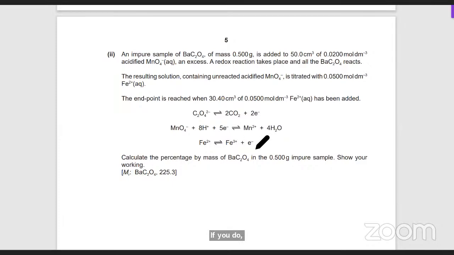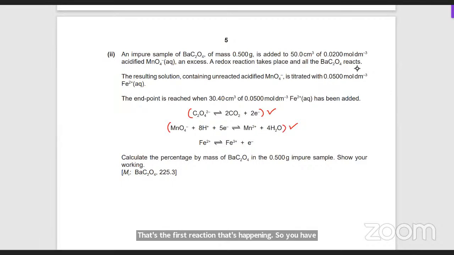So what is happening? He added BaC2O4 and it reacted with MnO4. A redox reaction takes place and all the BaC2O4 reacts. So first, this reacts with this. That's the first reaction that's happening. You have to make an overall equation, making sure the electrons gained and lost are equal. So multiply this by 5, multiply this by 2, and write the overall reaction. That's the first reaction happening at this point. So it's 5C2O4.